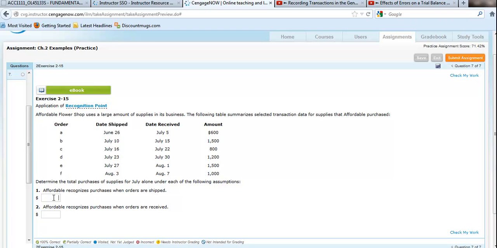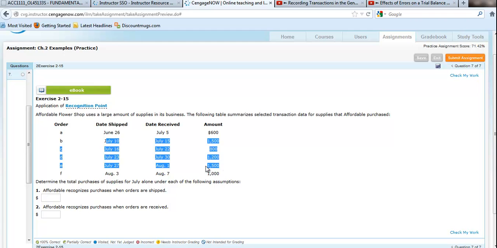So in the first example, it says this company, our flower shop, recognizes purchases when orders are shipped, which means we then have to record them into our accounting books on the date that they are shipped. So we're looking at July only. Of all these transactions, which ones would we actually record for July? If we're recording by the date they're shipped and only for July, it means they have to actually be shipped in July. So these transactions here are the ones that we will recognize under that scenario.